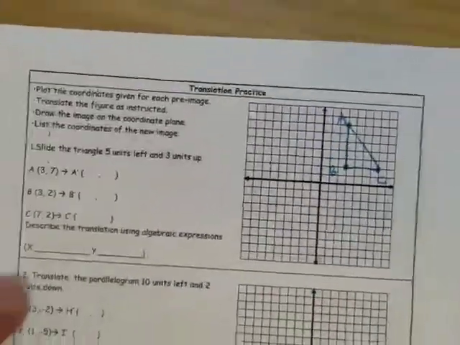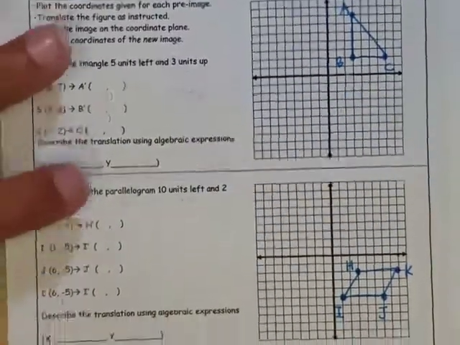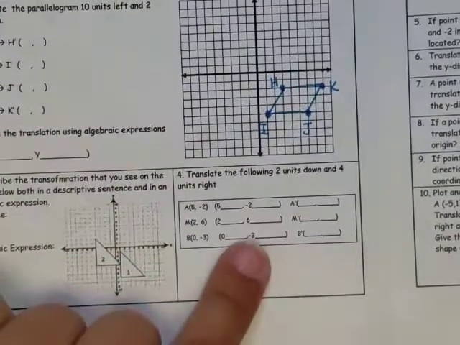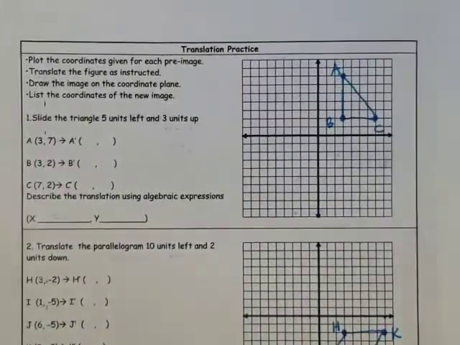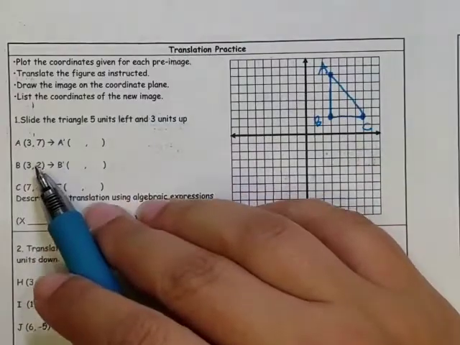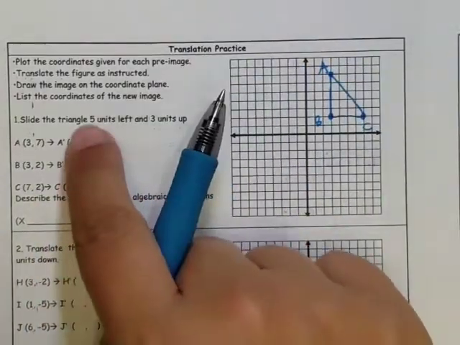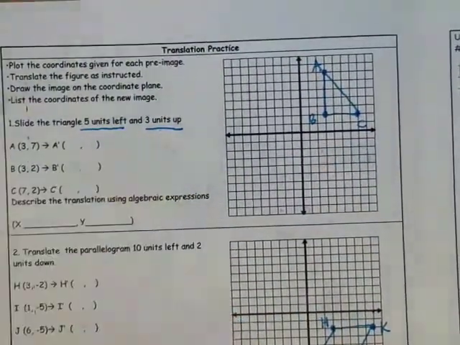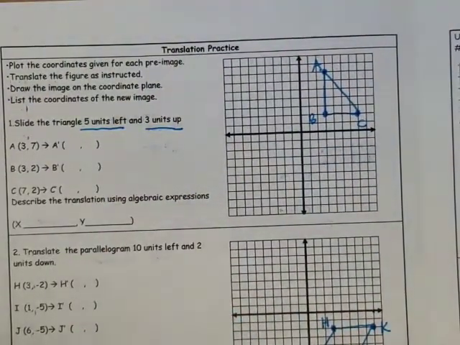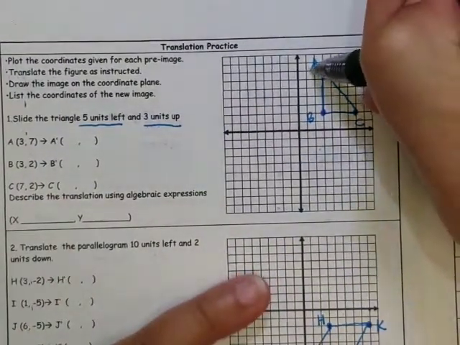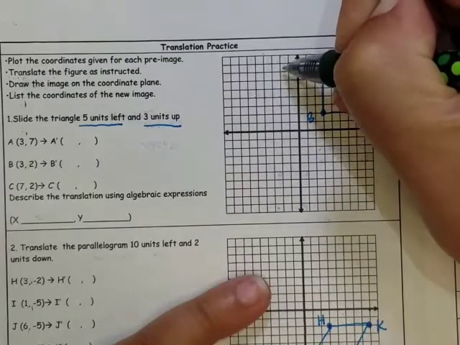So now we're going to go straight into practicing. So we're going to practice method 1 these 2 times, and then we're going to see a translation and describe it, and then we're going to do the algebraic way. All right, the first one, I went ahead and graphed it. It's triangle ABC, and it's at these points 3, 7, 3, 2, and 7, 2. And they want me to slide the triangle 5 units left and 3 units up. So I'm going to take a new color just so you can see. I'm going to move the A 5 units left, so I'm going to count 5 to the left. 1, 2, 3, 4, 5, and 3 units up.